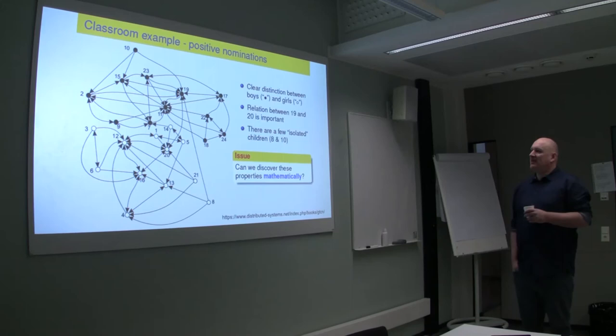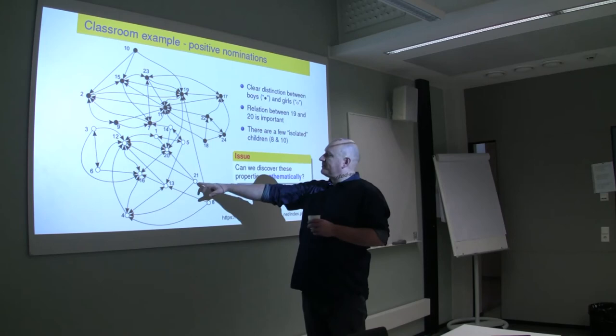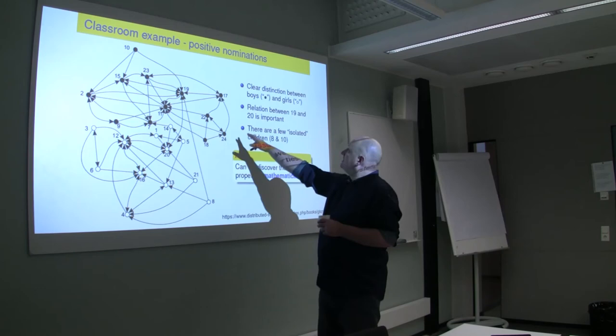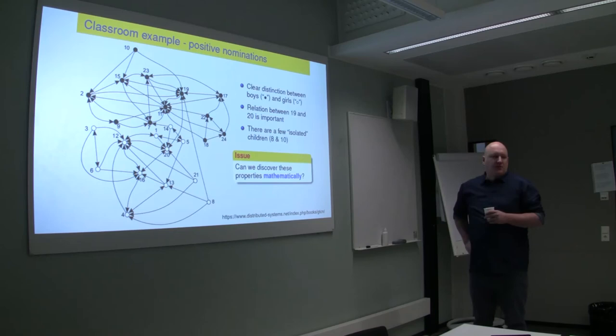So this is this classroom, and the white dots, I think, are the girls. The black dots are the boys. This is from the 1930s, right? So that's the distinction that they thought was important.